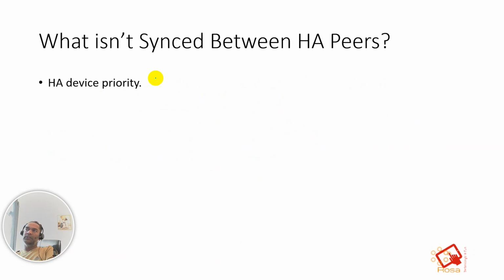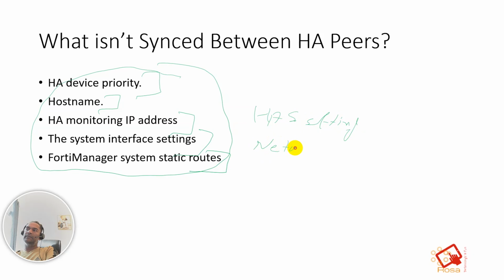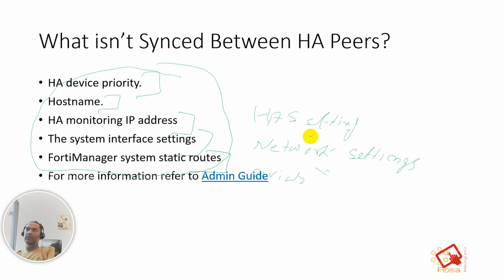So once anything changes on the primary, there will be a database sync between the FortiManagers. What is not synced? The priority, host name, monitoring IP address, the system interface settings, FortiManager system static routes. Because if these things synced, then how would they communicate? So basically HA settings, network settings, and device settings like host name and priority IP address are not synced between the FortiManagers.